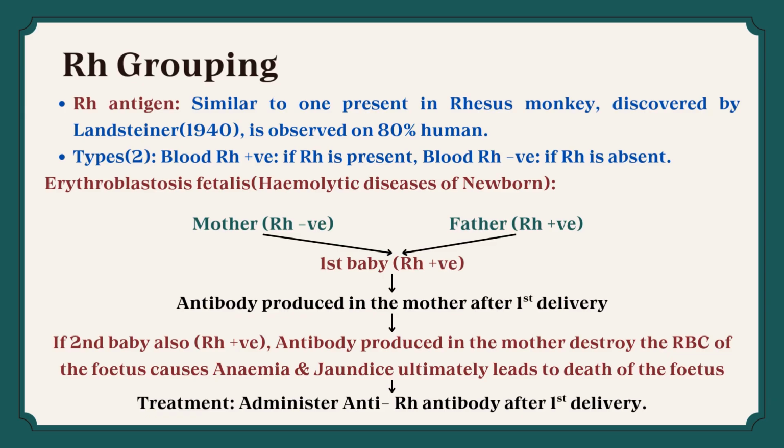So, during the second baby's delivery, the antibody produced in the mother destroys the RBC of the fetus, which causes anemia, jaundice, and ultimately leads to the death of the fetus. So, after the first delivery, anti-RH antibodies are to be administered to prevent erythroblastosis fetalis.